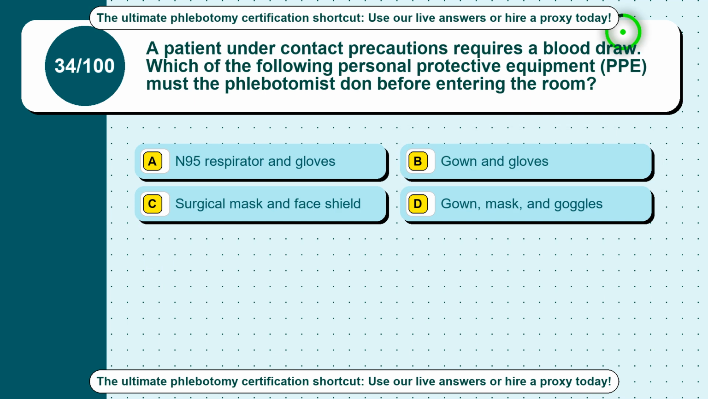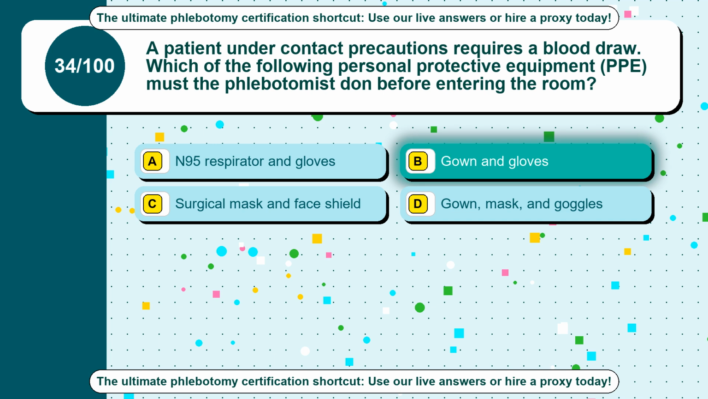Question 34. A patient under contact precautions requires a blood draw. Which of the following personal protective equipment, PPE, must the phlebotomist don before entering the room? Option A, N95 respirator and gloves. Option B, gown and gloves. Option C, surgical mask and face shield. Option D, gown, mask, and goggles. The correct answer is option B, gown and gloves.